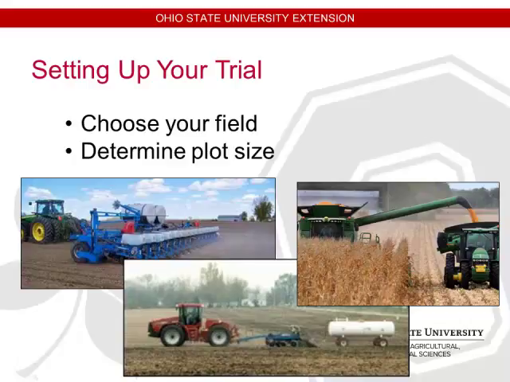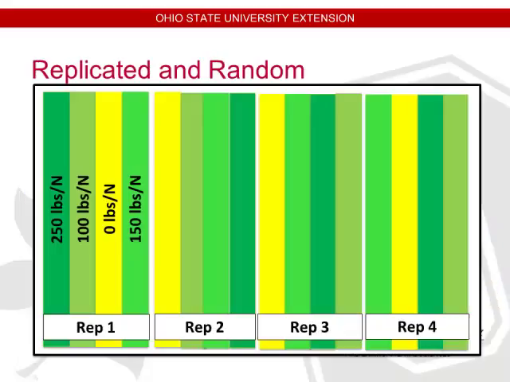Hopefully if you're doing some early season nitrogen and maybe side dressing, hopefully those line up with your row units. You need to take into account your harvest equipment. And then we need to replicate it and make sure it's randomized for those reasons of managing the variation that we talked about before. So here you can see we've got 4 reps, and with our 4 treatments, they're all mixed up in each of our treatments.